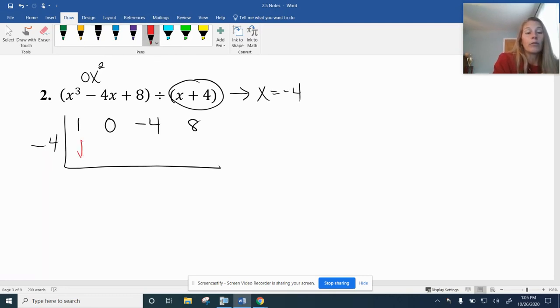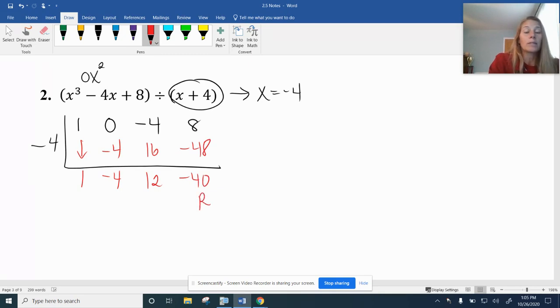Then I'm going to use my grid pattern, bring down the 1, multiply to that -4, put it in the next column, add it up. -4 times -4 is 16. Next column, add it up. And -4 times 12 is -48. And then when I add those up, I get -40.